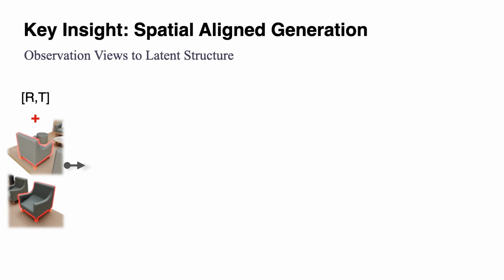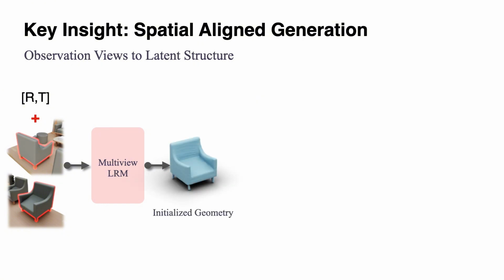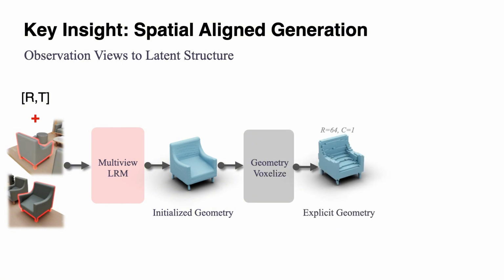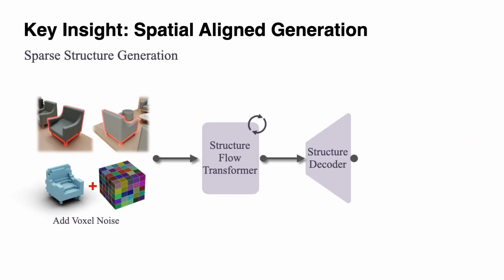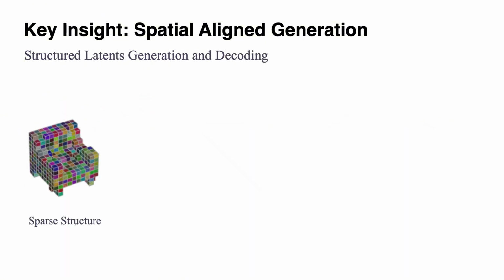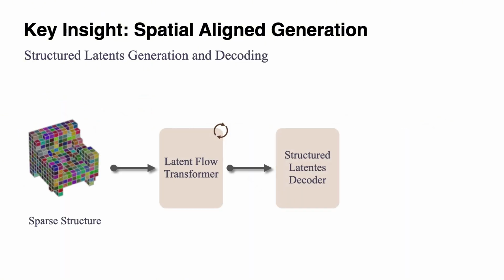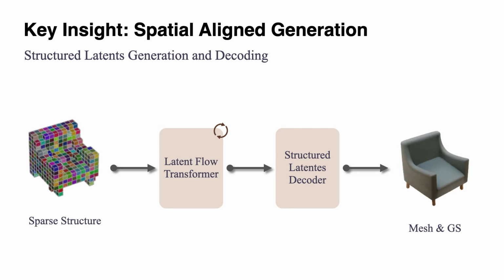To preserve spatial layout information during instance regeneration, we propose a spatial alignment mechanism with shape prior injection. Specifically, we first recover the initial geometric structure from multi-view images and camera pose information using a multi-view LRM. Then we obtain explicit geometric voxels through geometry voxelization, and extract implicit low-resolution voxel features via a structure encoder. These voxel features then generate a sparse structure through a structure generation model and decoder, ultimately recovering the complete 3D representation via a structure latent feature generation model.